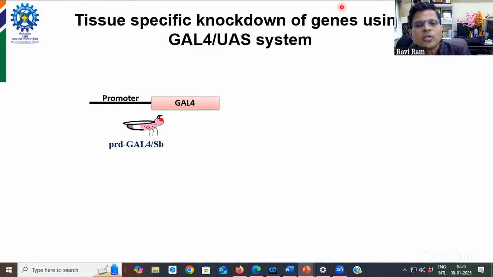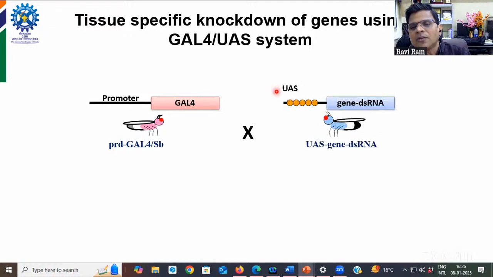And what we do is we put a promoter right next to GAL4. We make a fly from that. This promoter will be specific to the reproductive system. It will express only in the reproductive system, which means you're going to generate GAL4 in the reproductive system, and you allow these to mate with another female or a male, which has UAS with a gene's double-strand RNA.